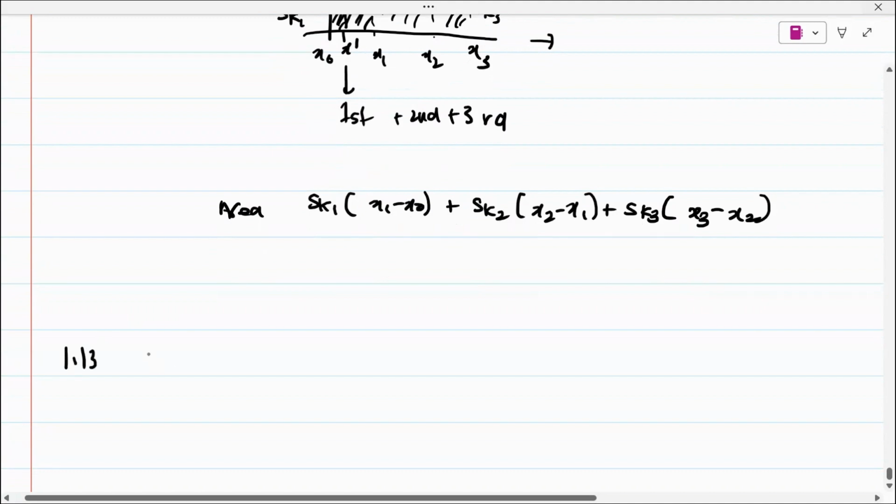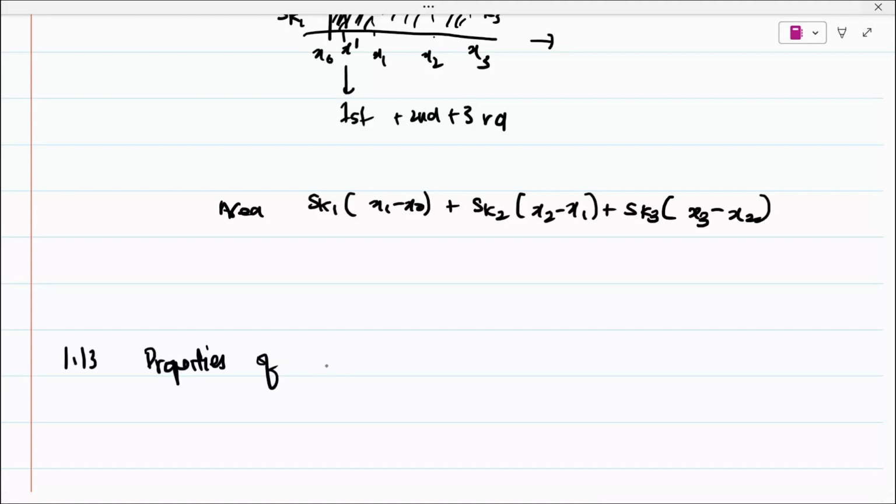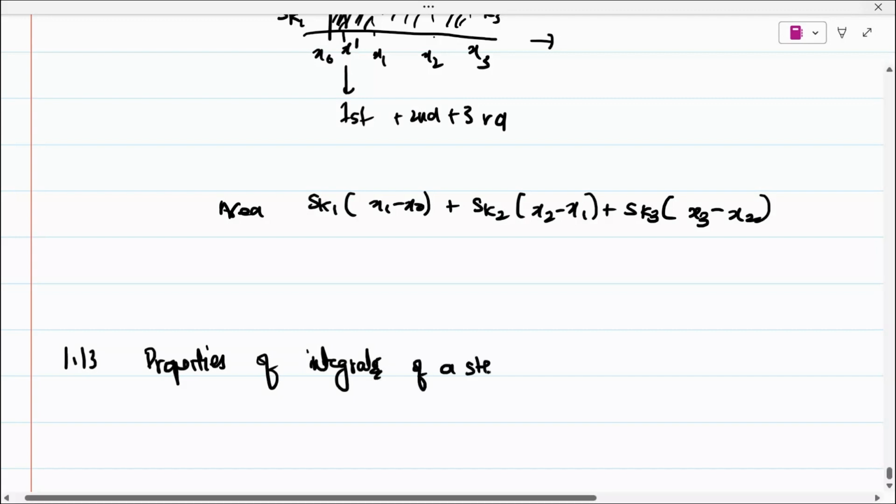Next, we come to the properties of integrals, or the integral of the step function.